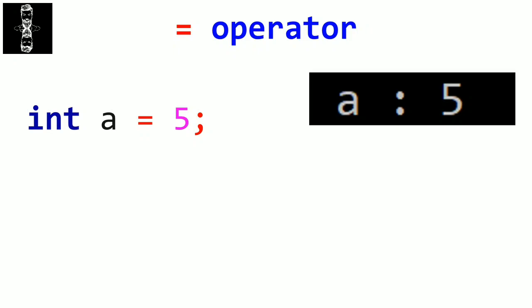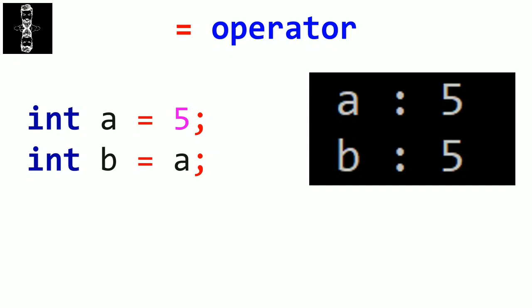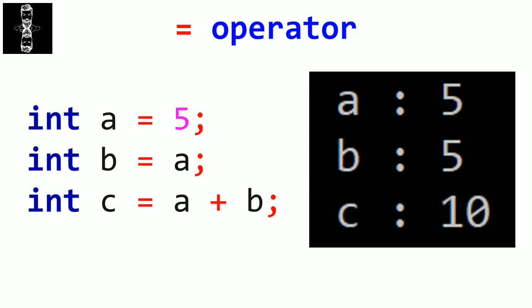We can also do it with a variable. For example, we create a variable b, then we assign a to b. So after executing this instruction, b will have the value of a, which is 5. We can even do it with operators inside. For example, here we create a variable c and we assign a plus b. So here c will get the value of a plus b, which is 5 plus 5, which is 10. Now imagine that we want to add a value to our variable.